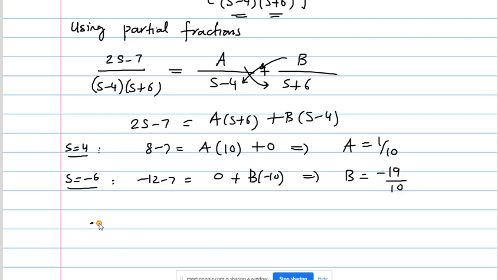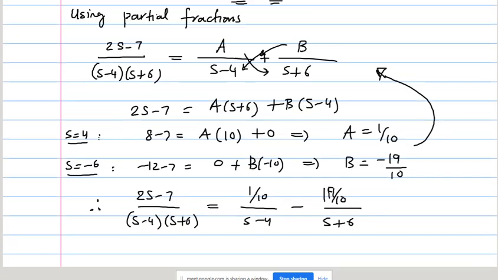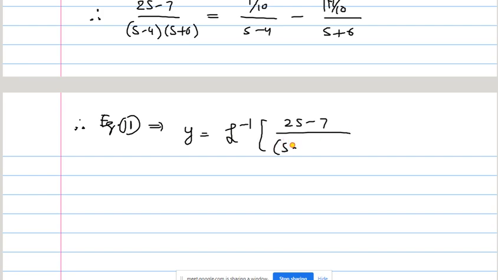Okay, so therefore I will replace them here. 2s minus 7 over s minus 4 times s plus 6 becomes a over s minus 4, which is 1 over 10 over s minus 4, plus b over s plus 6, which is minus 19 by 10 over s plus 6. Now we can take the Laplace inverse transform because now they are separate. So equation 1 gives you y, which is the Laplace inverse of 2s minus 7 over s minus 4 times s plus 6.